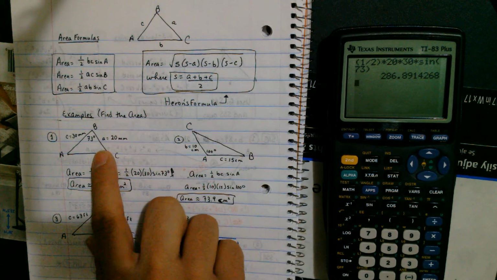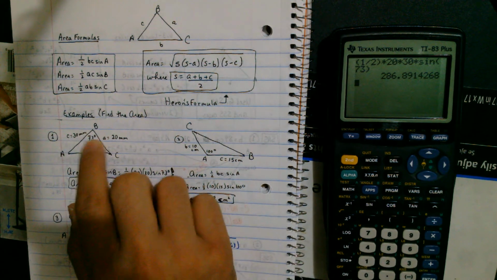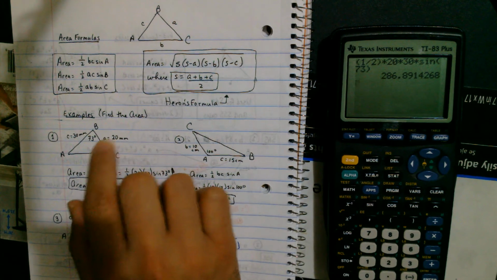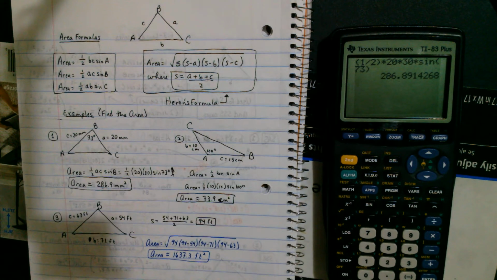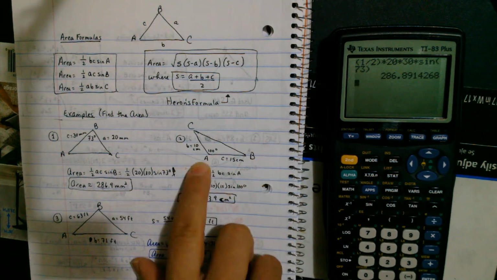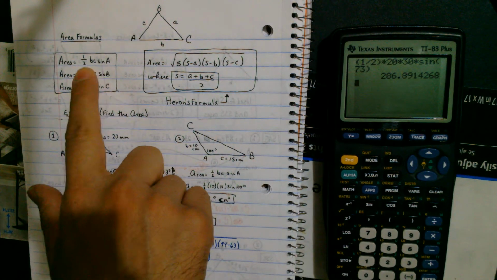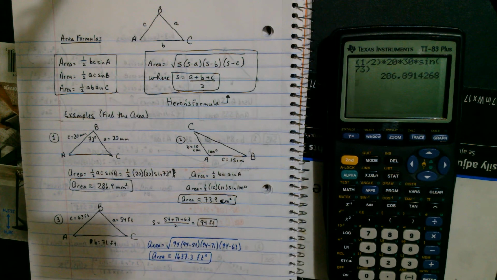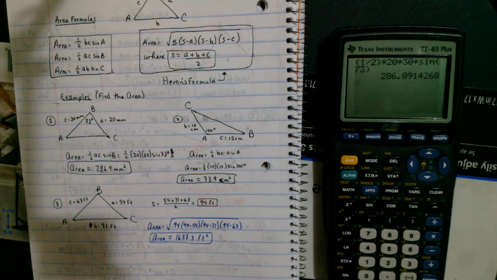If you don't have this set up and you have another side or a different angle, you have to find the missing pieces to make it fit. But I'll give it to you in that format to make it easier. And then here's side angle side. So use the one that has A, 1/2 BC times sine of A. Put it into your calculator, you get the same result. And I did one problem here with Heron's formula.